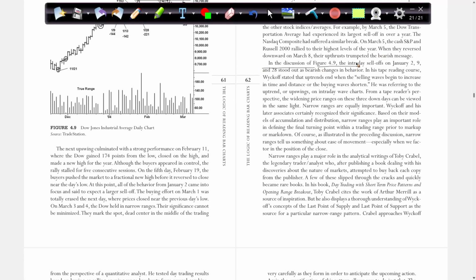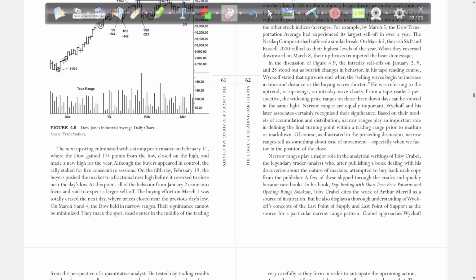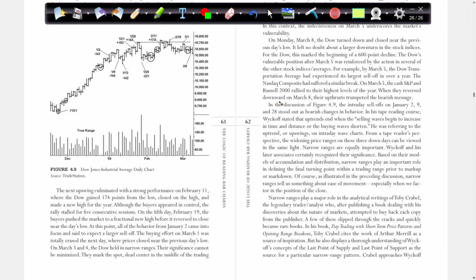In the discussion of figure 4.9, the intraday sell-offs on January 2nd, 9 and 28 stood out as a bearish change in behavior.